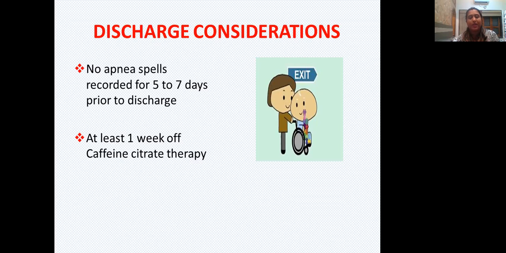As a result, when we are planning discharge, around 5 to 7 days prior to the discharge of the baby, we have to see that the baby has not had any episodes of apnea, and the baby has not been on any caffeine. So we stop the caffeine 7 days prior to discharge and see that in these 7 days, the baby does not have apnea. If that criterion is met, and other criteria like weight gain per day and baby feeding well, no lethargy, are met, then we can discharge the baby.